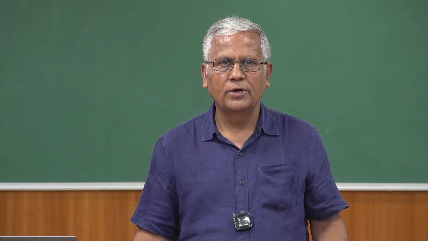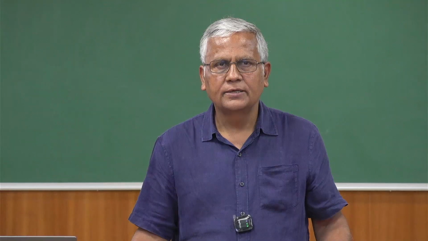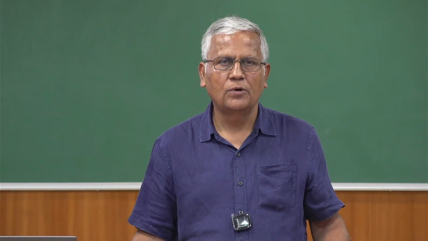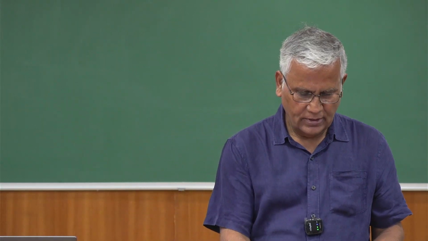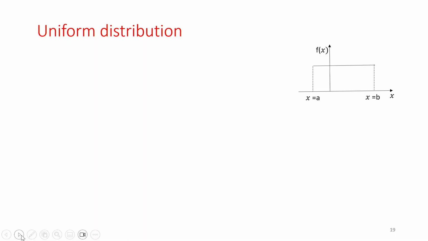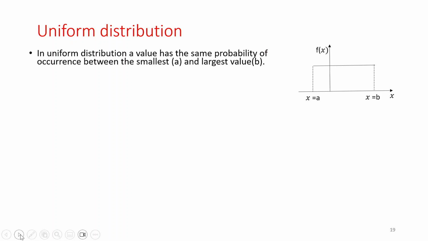So now we are going to discuss another interesting distribution, which is uniform distribution. This is one of the very simple types of distributions. Now here on the right hand side, you can see the diagram of a typical uniform distribution. In uniform distribution, a value has the same probability of occurrence between the smallest and the largest value.